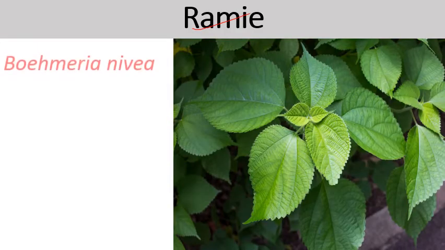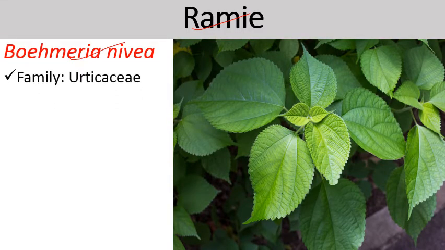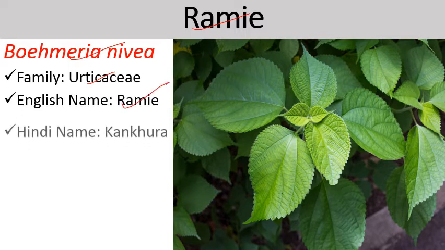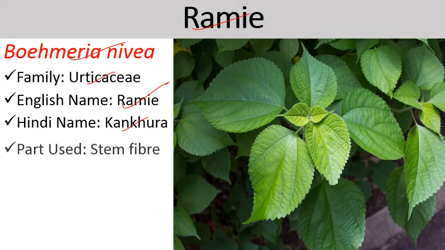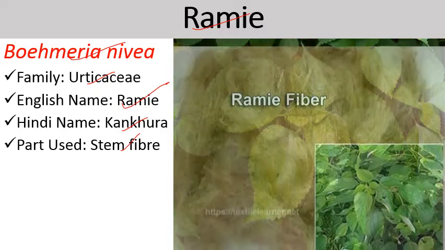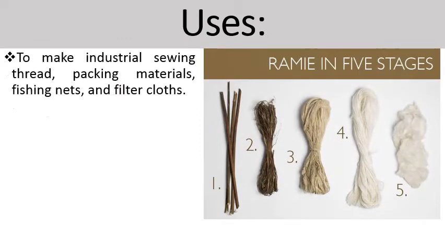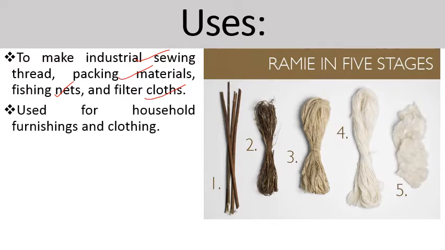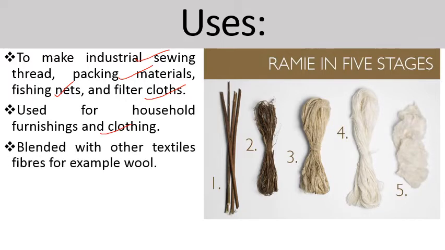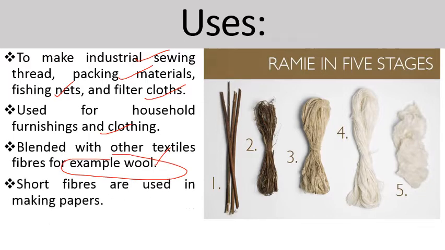Next comes ramie fiber. It is obtained from Boehmeria nivea, family is Urticaceae, English name is ramie, Hindi name is Kankhura, part used stem fiber. And this fiber is used to make industrial sewing thread, packing materials, fishing nets, and filter cloths. Also used for household furnishing and clothing. This fiber can be blended with other textile fibers, for example wool, to make various items. Short fibers are used in making papers.